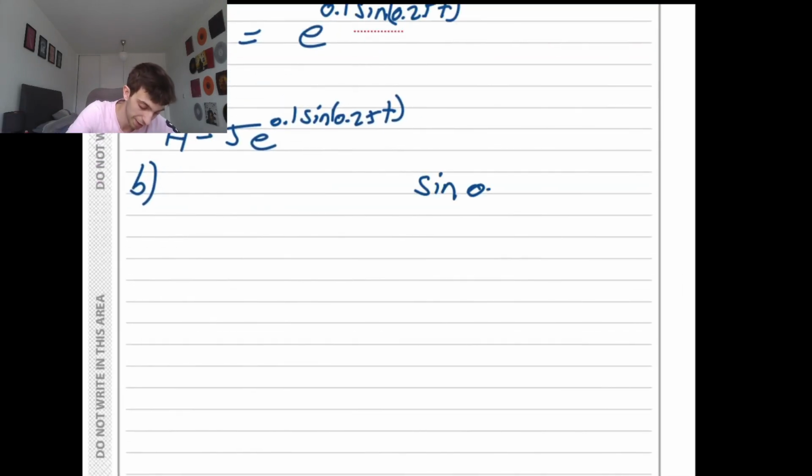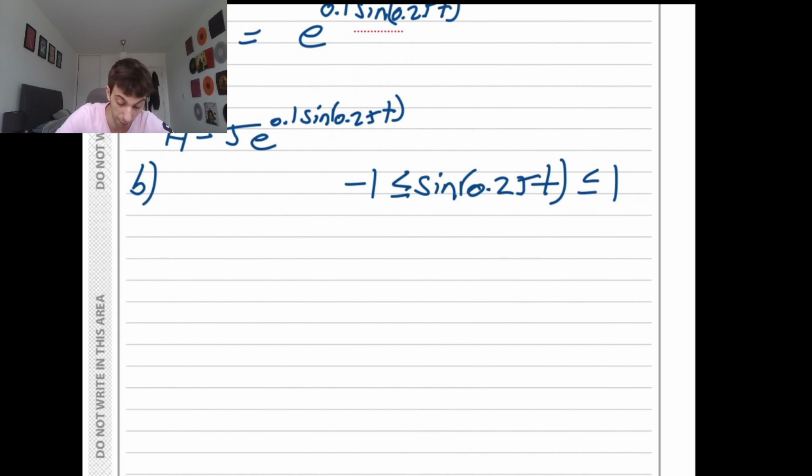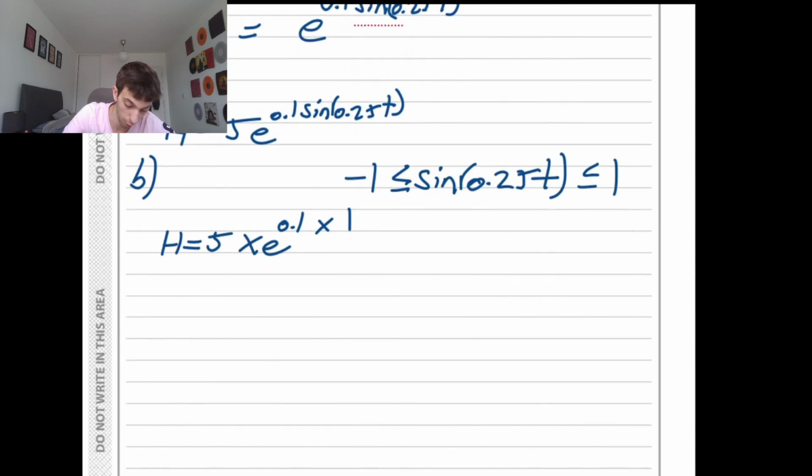Sine of anything, but in this case sine of 0.25t, must be less than or equal to 1, or larger than or equal to -1. So the maximum value we can take is 1, minimum value is -1. So our height will be 5 times e to the 0.1 times sine of 0.25t, but here's what we know. We know the maximum value that sine of 0.25t can take is 1. So this will be e to the power of 0.1 times 1.